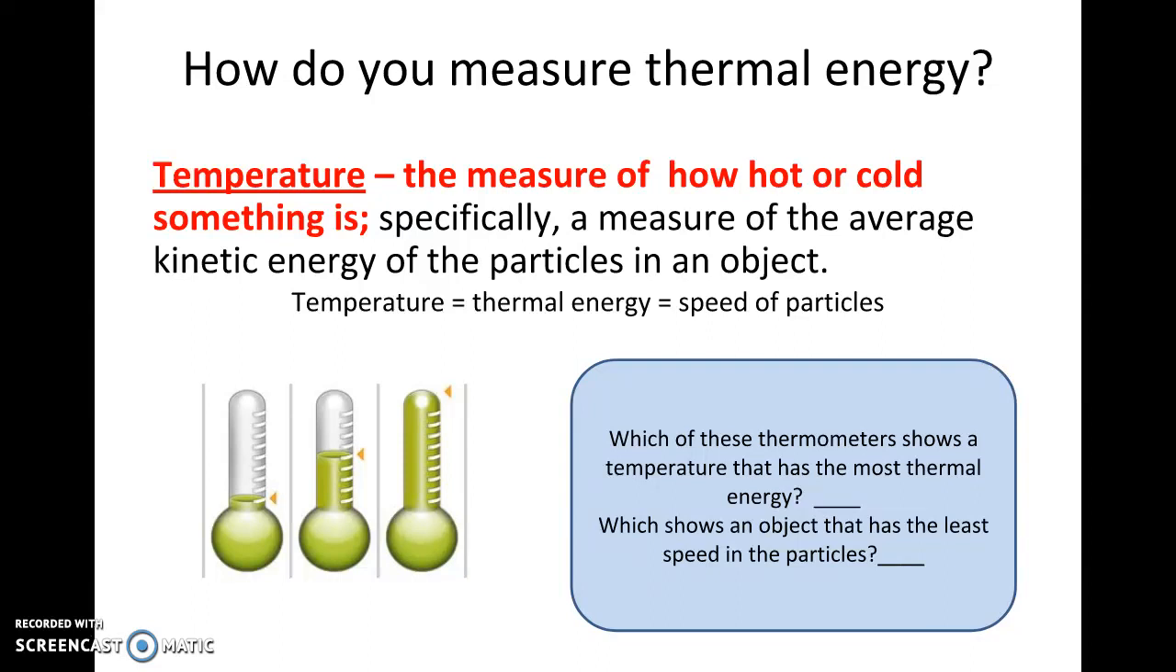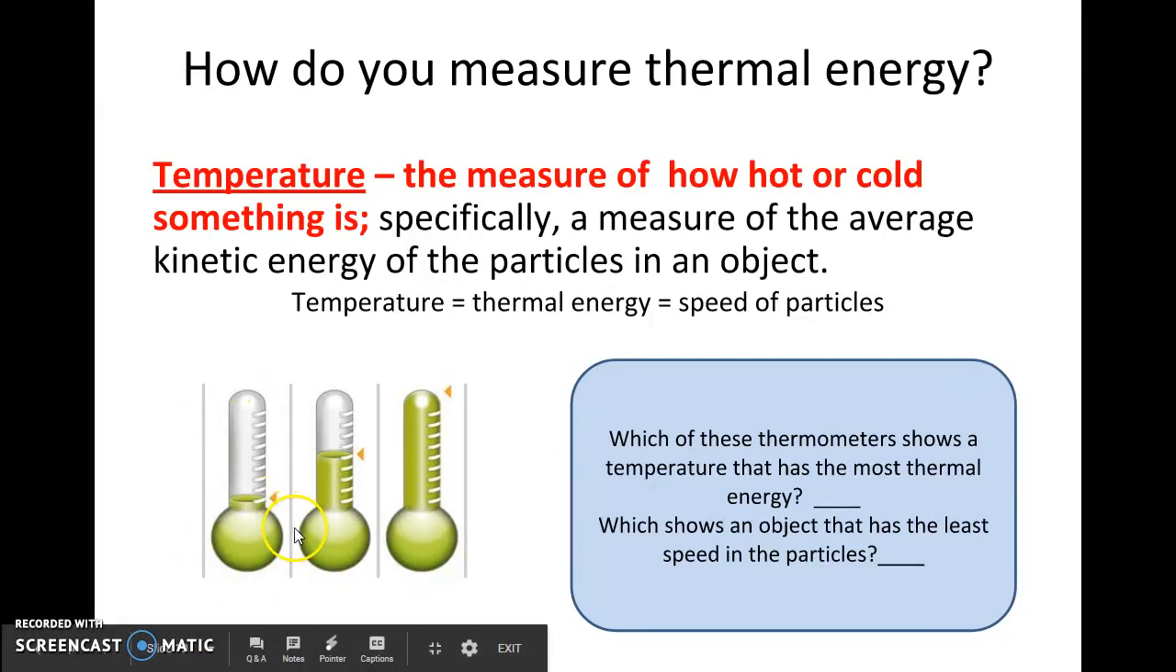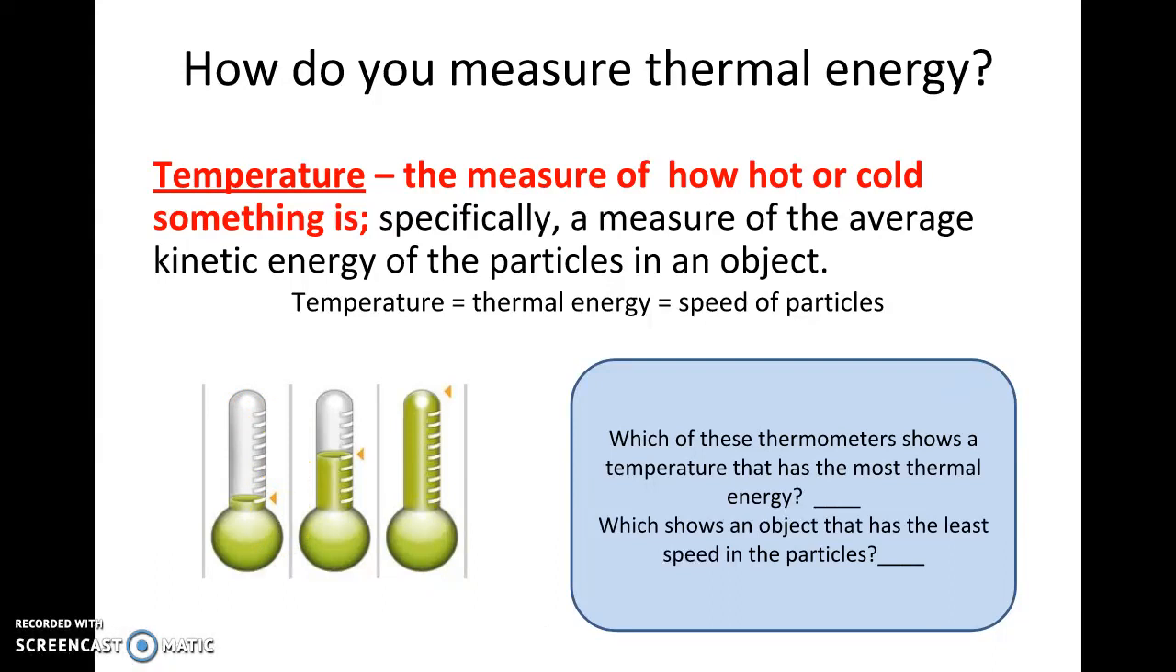Which shows an object that has the least speed in the particles? Did you say this thermometer? Because if you did, you are correct. This thermometer shows the lowest temperature, which means it has the least amount of thermal energy, which means its particles are moving the slowest, because thermal energy is about the kinetic speed of the particles in matter.